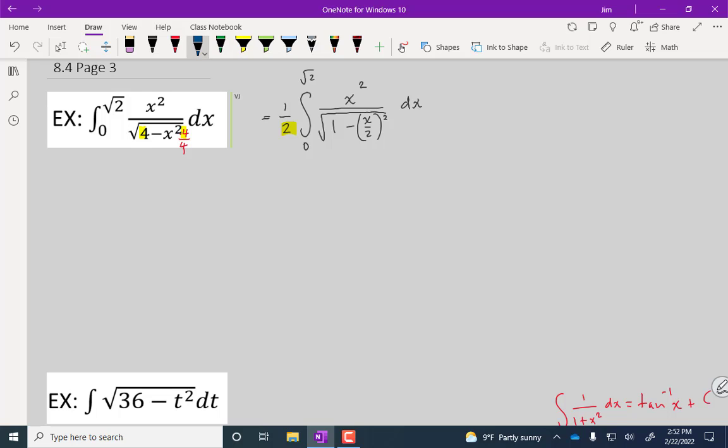We know that 1 minus sine squared will reduce to cosine squared. So that tells us, let's let this be sine, because 1 minus sine squared will reduce to cosine squared. So x over 2 will be sine of theta. That's what we're choosing. That's what we're going to replace x over 2 with. Take the derivative. And we have that. Now we're ready. Now we can replace everything in this integral.